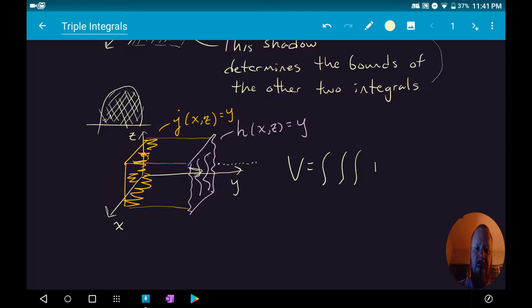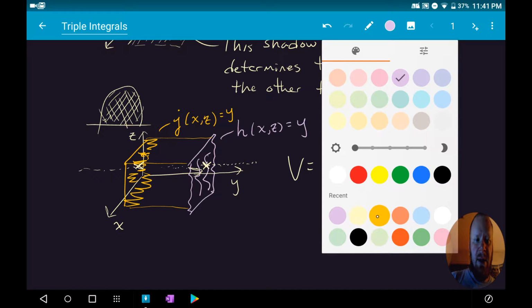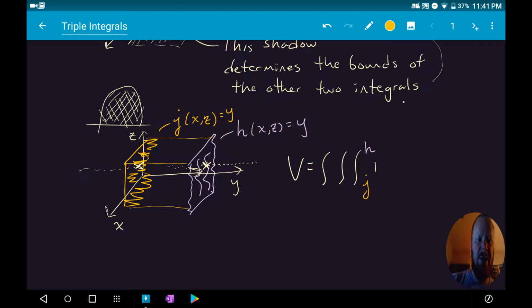So we're going to drop a line here. Looks like we intersect the h first, and then we intersect j second. So in this case, the one that's going to be on top is h. So we'll put h up in there, and we'll put j down here. And then the order for this one is going to look like dy.